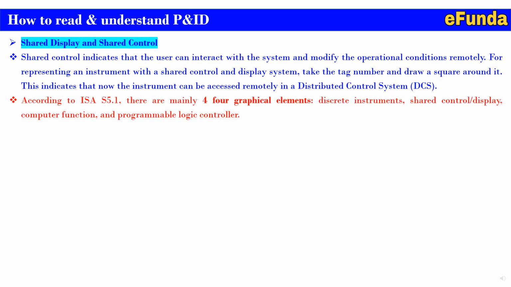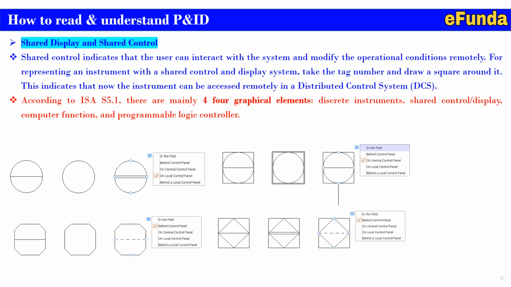According to ISA S5.1, there are mainly 4 graphical elements, that is a discrete instrument, shared control display, computer function and programmable logic controller. One can see the symbols on the right hand side where LIC001 is shown, which is a physical instrument, and similarly part of a shared display and shared control in a DCS, that is LIC001 is shown with a square around the circle.